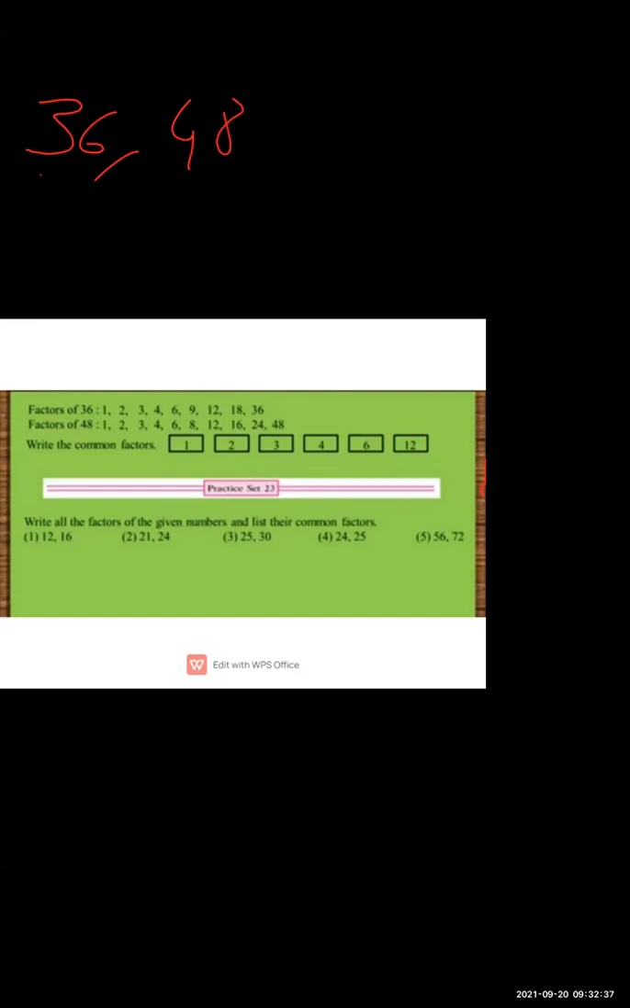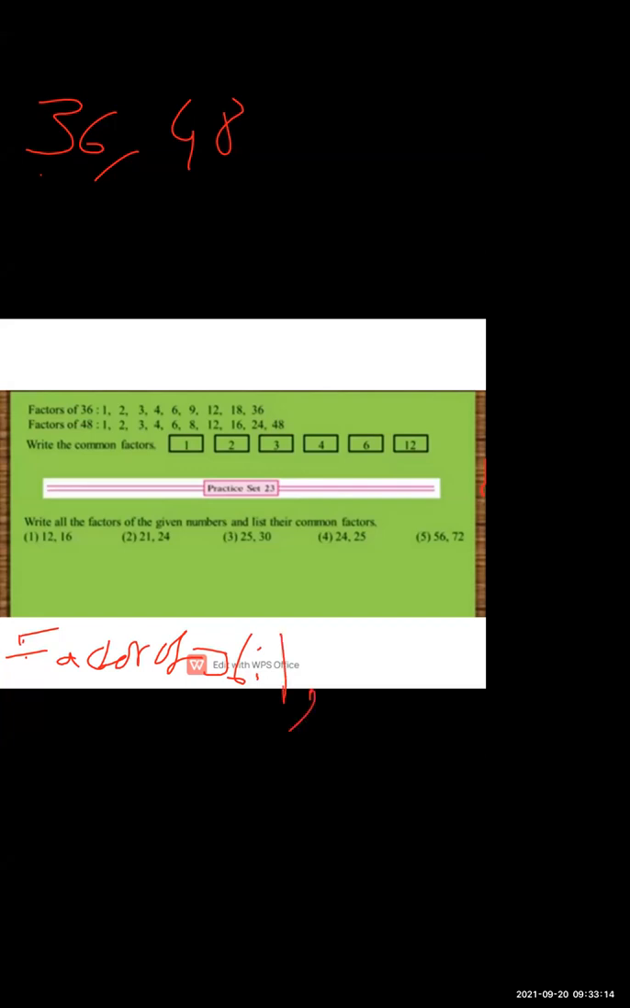Now we have to find the common factors. So first you will write the factors of 36. Okay, now what are the factors of 36, that we will see. Factor of 36 means 36 is going in which table. Okay, 1 is the factor of all the numbers. Why? Because all the numbers go in the 1 table. So we will write 1. In every factor list you will write 1 first.